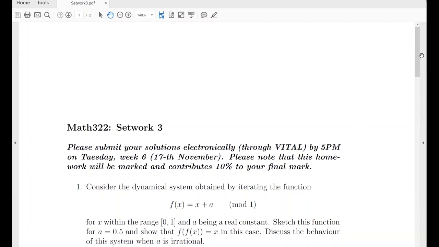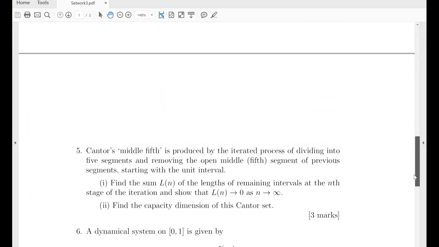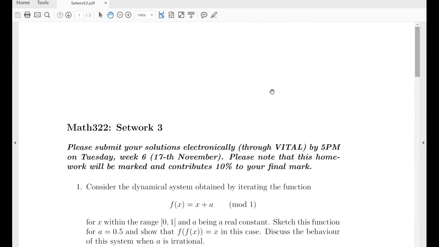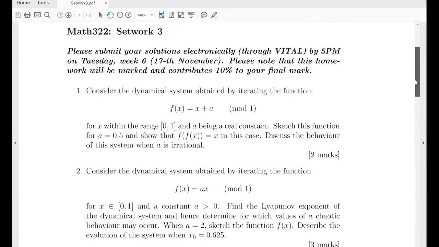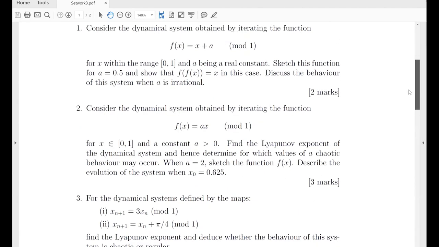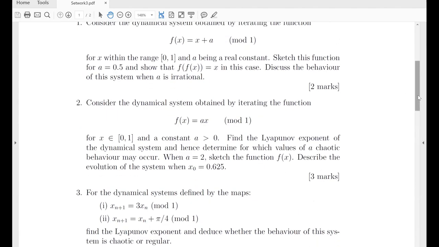We have 7 problems to complete by next Tuesday. So first 3 problems are on Lyapunov exponent. In fact, they are very easy. Again, I took them from exam papers.